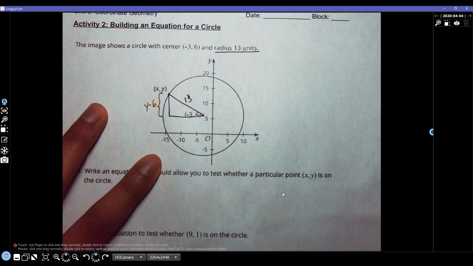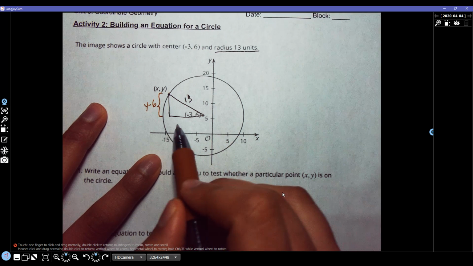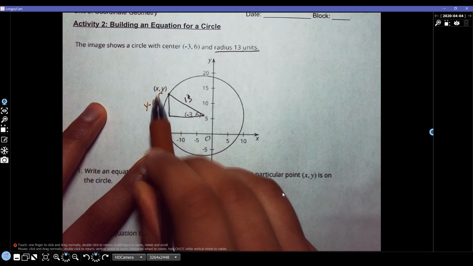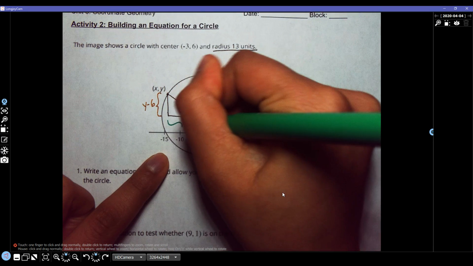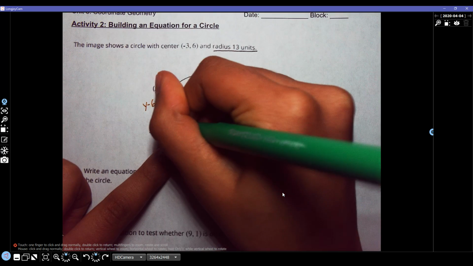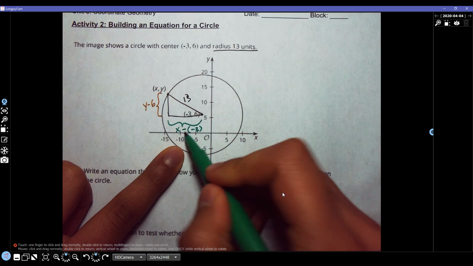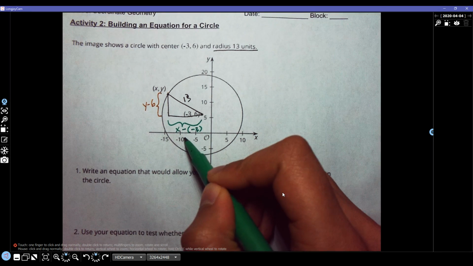For the horizontal distance, we can subtract the -3 from the x value. So I'm going to use green for that over here. We have x minus -3. Don't forget that we are subtracting this -3 here, so we've got both of those negatives in there.